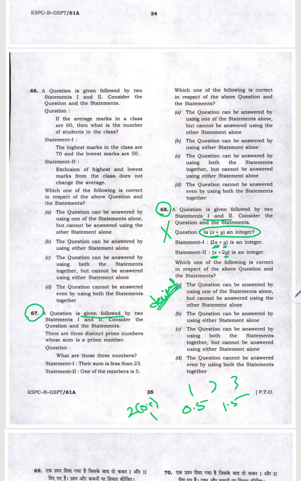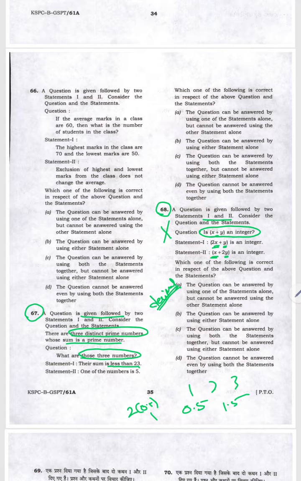A question is given followed by two statements. Consider the following statements. There are three distinct prime numbers whose sum is a prime number. Okay, three distinct prime numbers are there. Their sum is also a prime number. What are those three numbers? Oh, it's a very big probability. But let us see the statements. Their sum is less than 23.